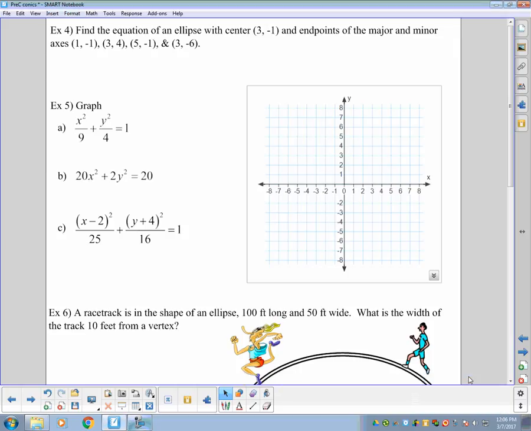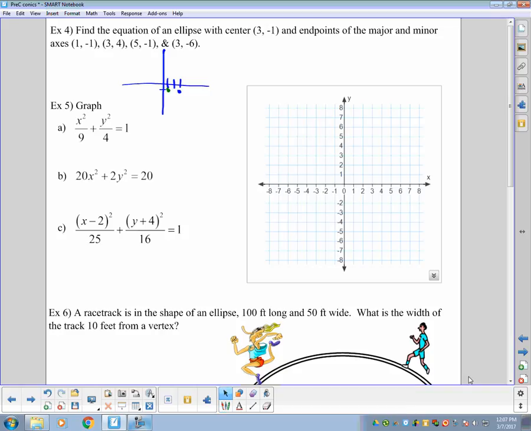Okay, so it says find the equation of an ellipse with center at 3, negative 1. So let me draw a picture of this here. Center at 3, negative 1. So there's my center. And endpoints of the major and minor axes at 1, negative 1. So at 1, negative 1, we have a point. So go ahead and draw this with me.